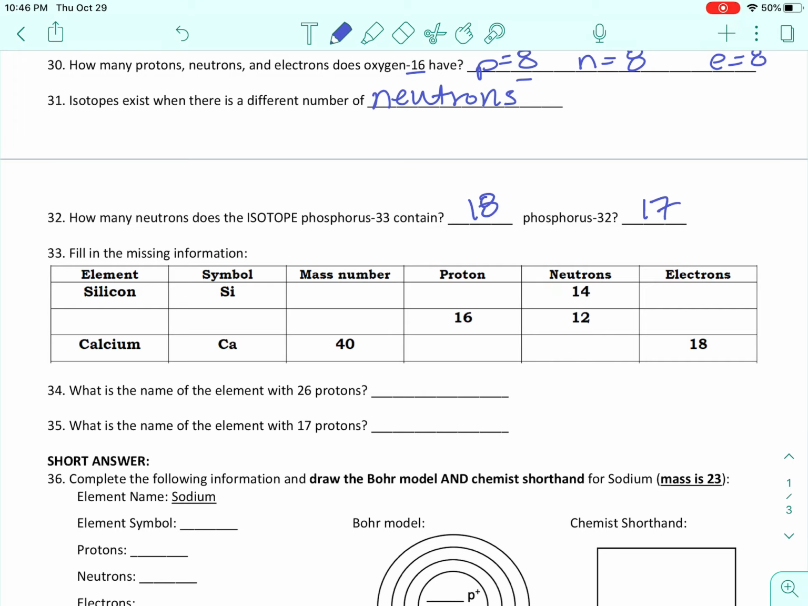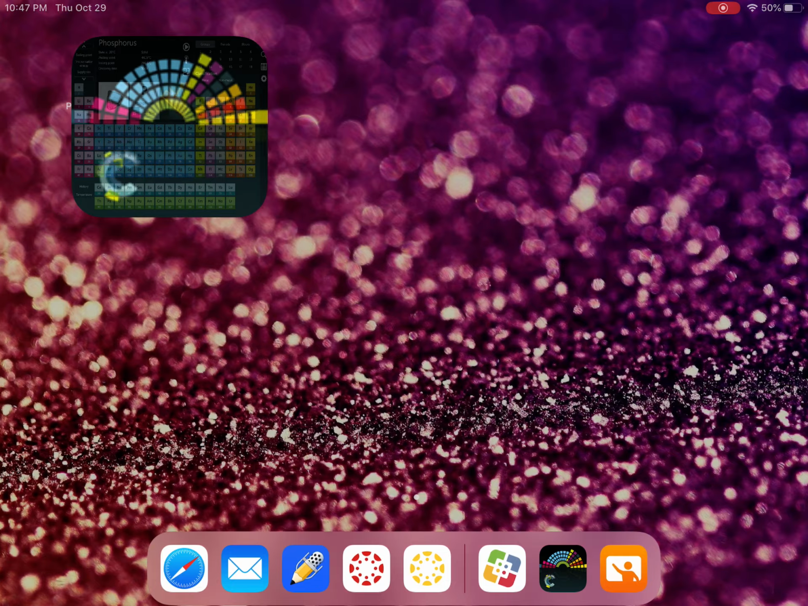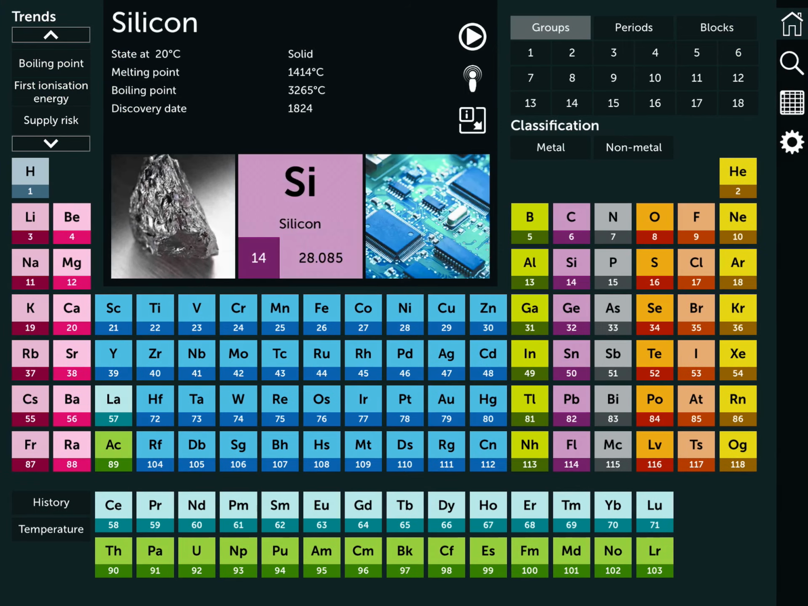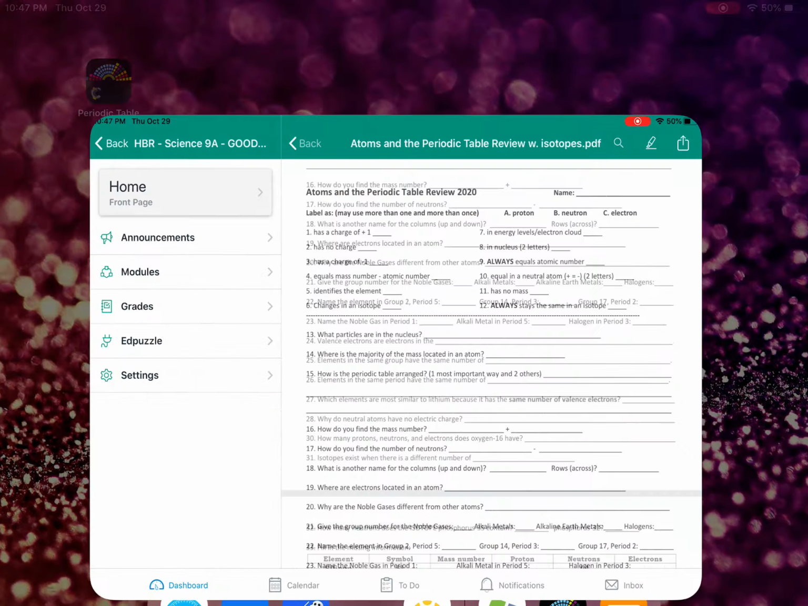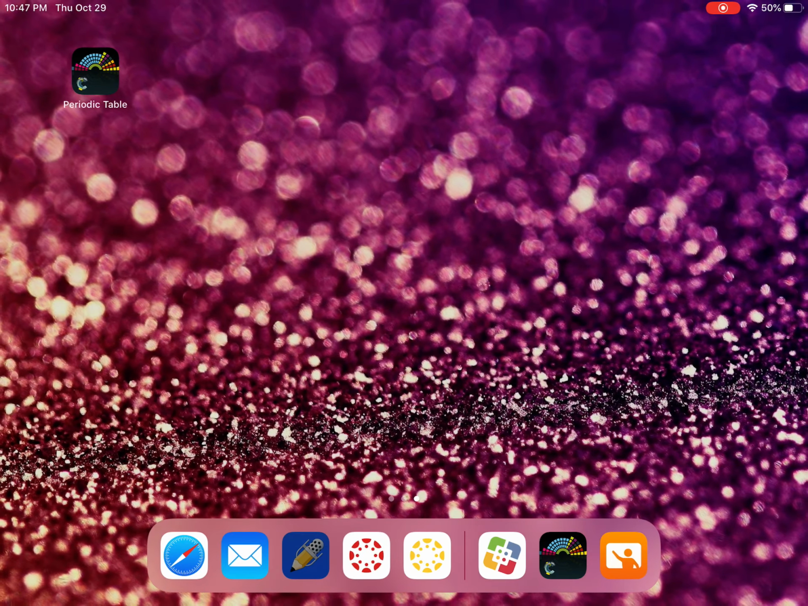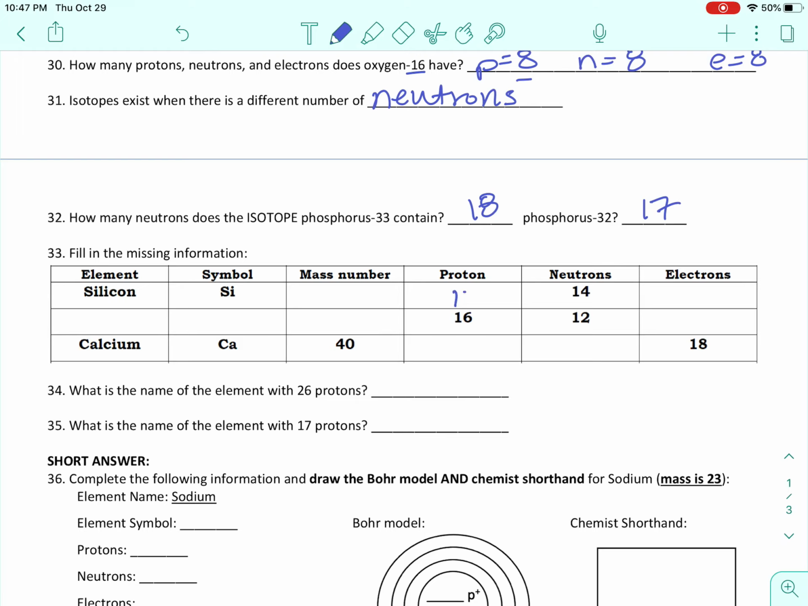Fill in the missing info. Silicon. Let's look up the atomic number for silicon. Atomic number is 14. So that's going to be protons and electrons. We're going to assume that all of these atoms are neutral. So the mass number is the protons plus the neutrons. So we're going to do 14 plus 14, and that is 28.